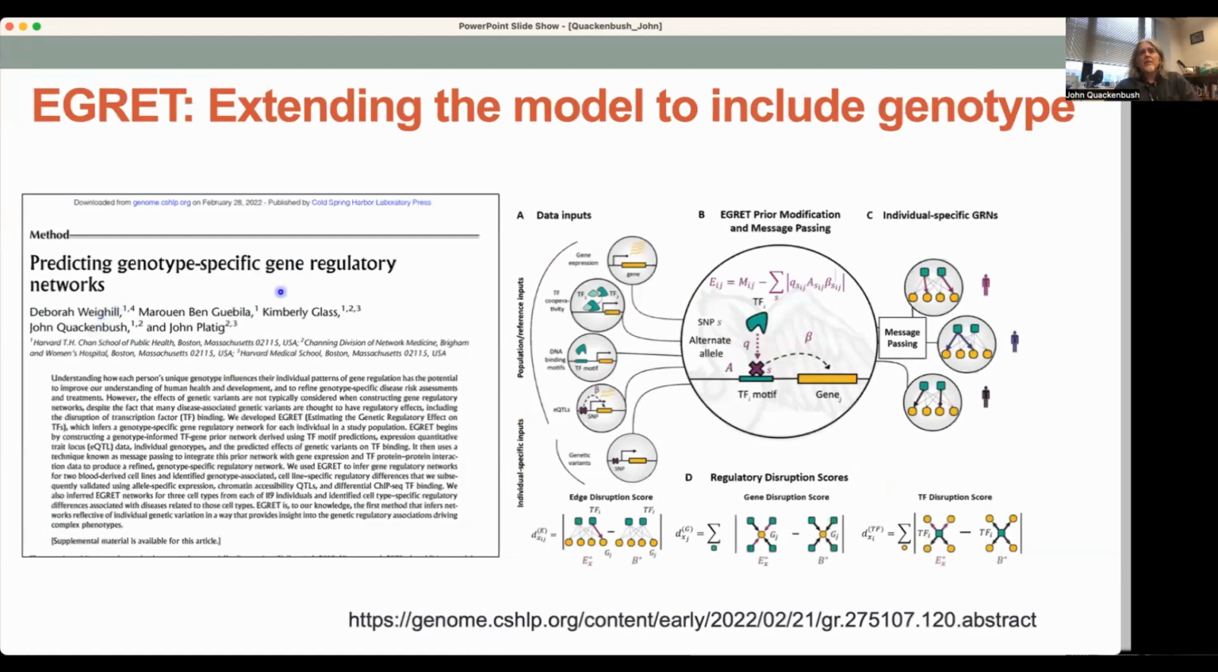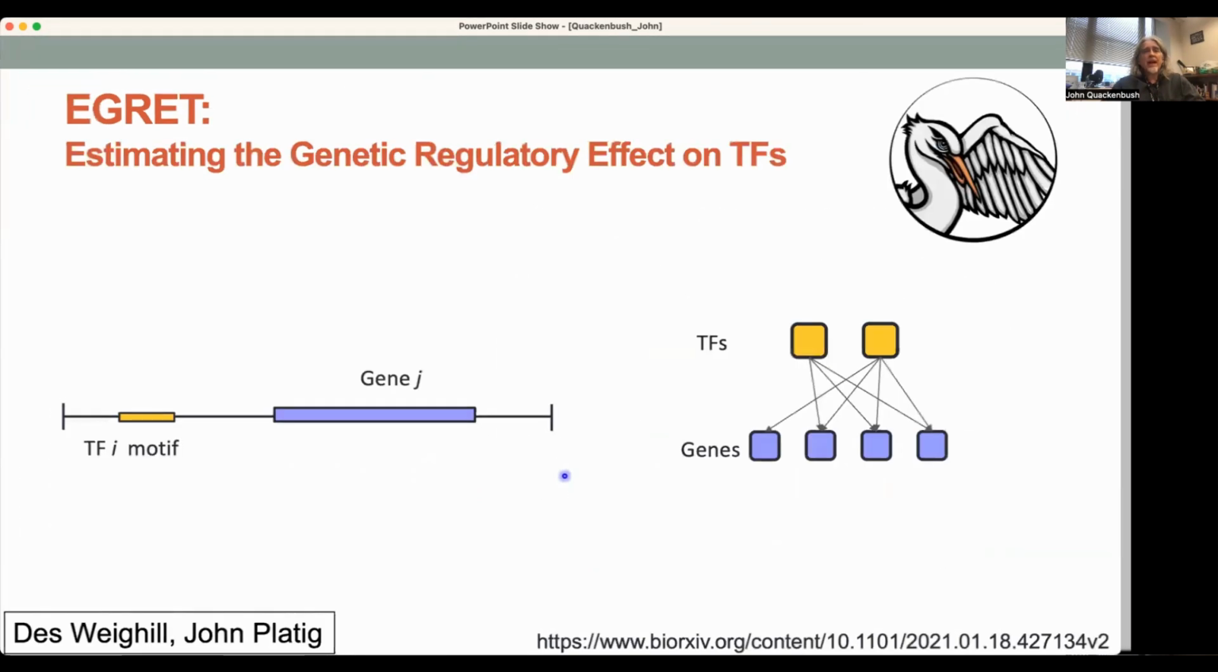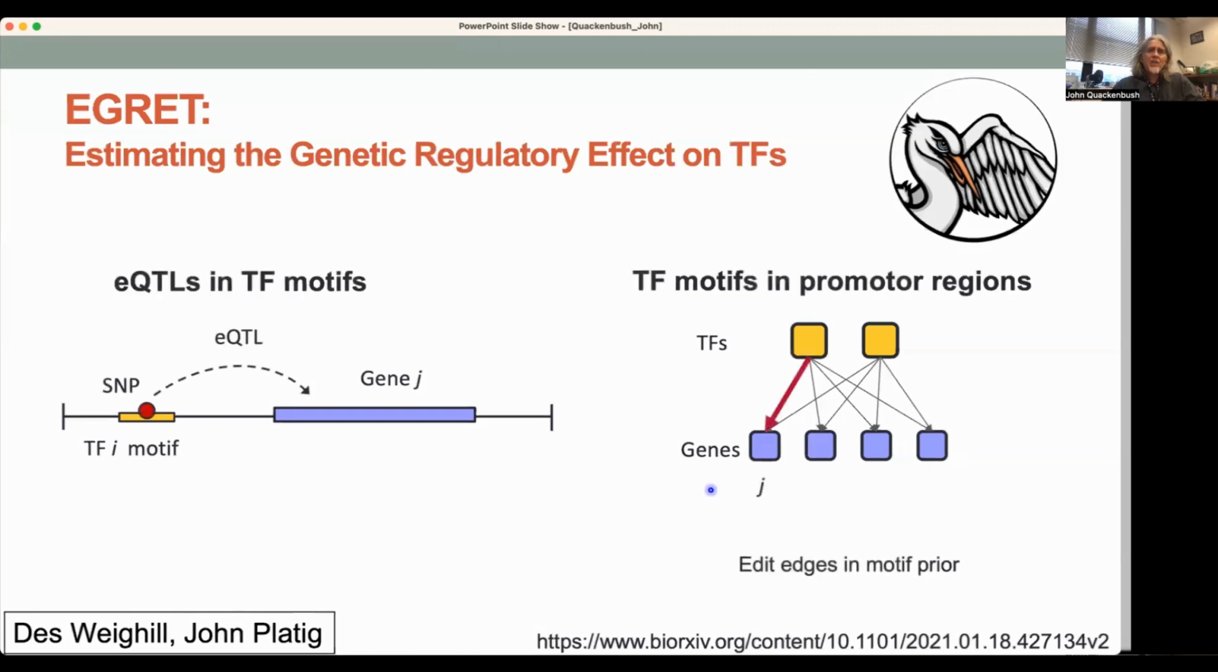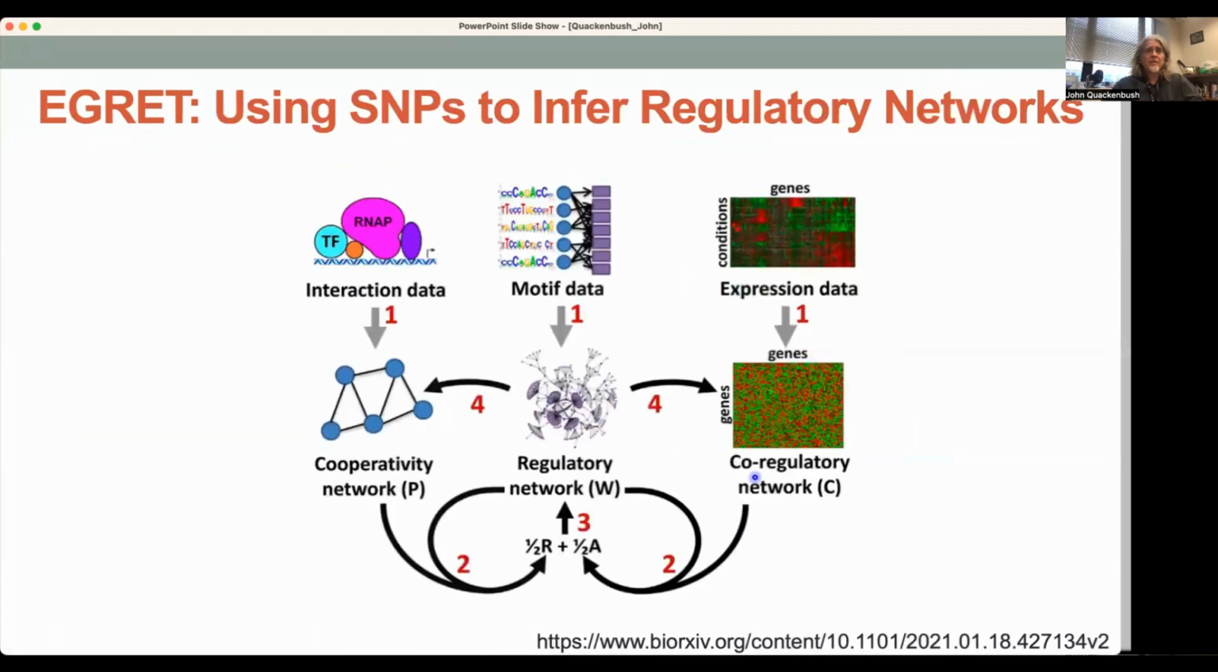So Des Weghill, John Platig, and others and I worked on a method which is now called EGRET. And what EGRET does is it really takes into account that this process of transcription factor binding itself is complex. So in our original model, we had transcription factors with genes, and we used that to create a preliminary model. But now you might imagine that a SNP appearing in a transcription factor motif may change or alter the binding affinity for a particular edge. And so what we'd like to be able to do is to account for those differences.